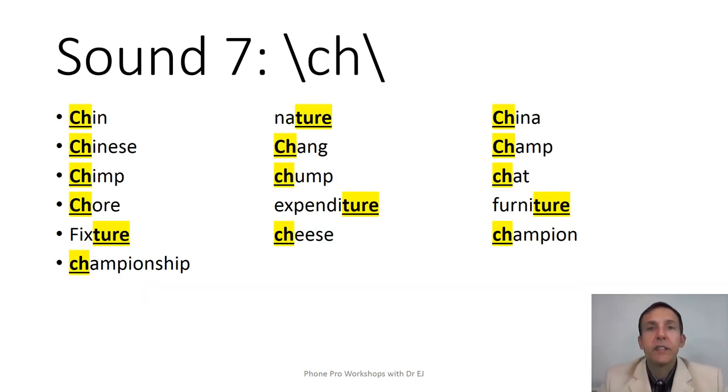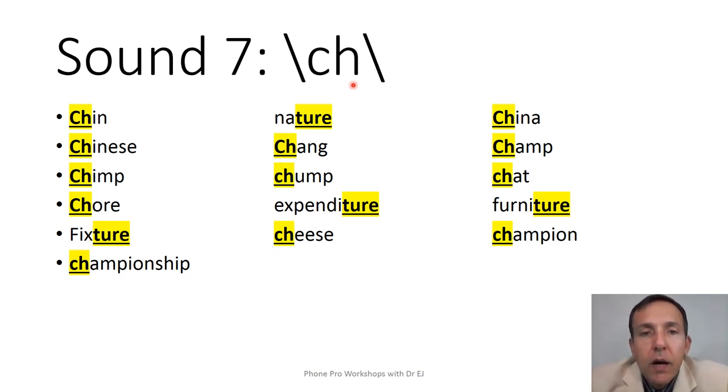Okay, this is sound number seven. The sound is represented like this, and of course, slashes. This is pronounced ch. This is a short but very strong sound. Be very careful. This sound does not exist in some languages, for example, French or Haitian Creole. So make sure that you produce a sound with a strong burst of air, like this.